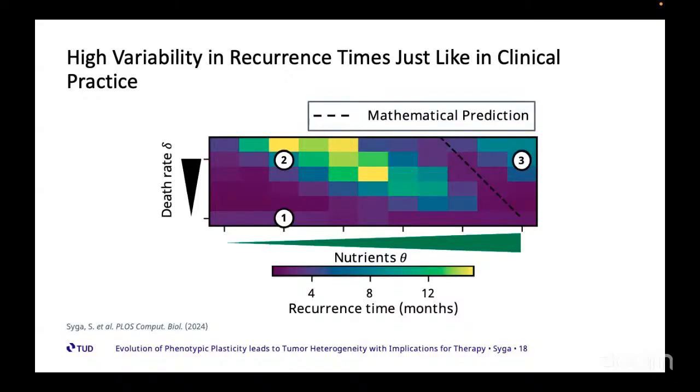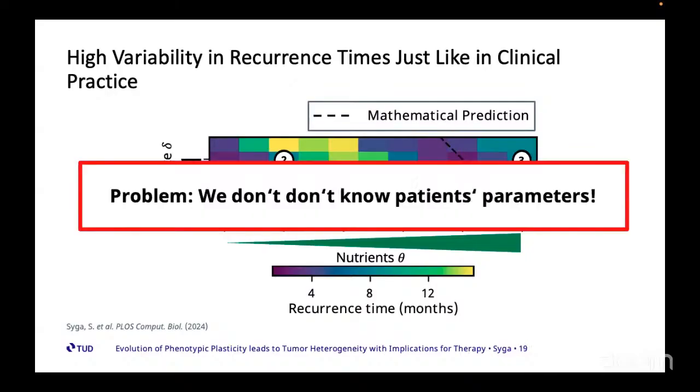And what you can take away from this is that in this model, you see this super high variance of recurrence time, similar to the clinics, actually. And there's no clear, simple, linear, or monotonous behavior. You see that there are these kind of bumps here that are happening. So it's very tricky to predict anything about the patient. But anyway, we don't know the parameters of the patient. So what does it even help us?